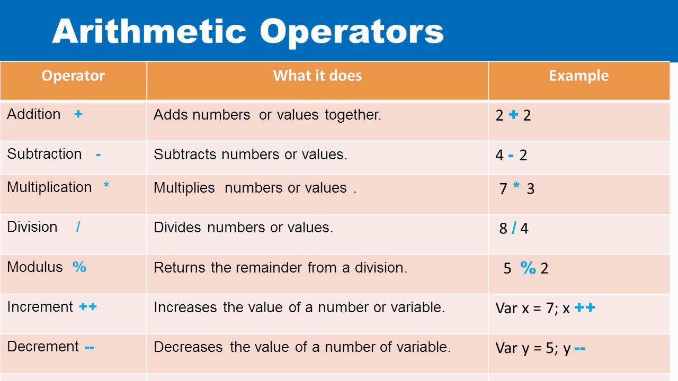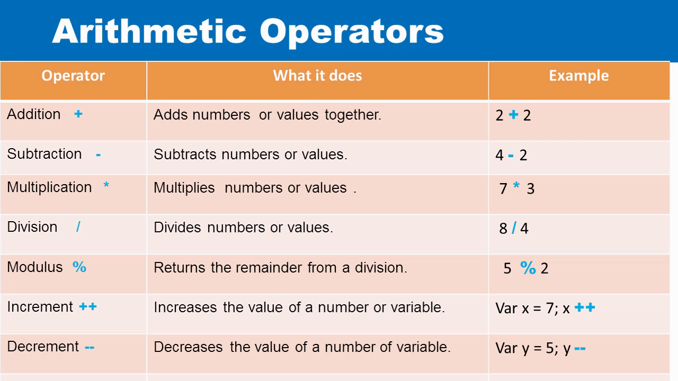Example, 7 times 3. In programming and in JavaScript, multiplication is represented by the asterisk symbol. Next, we've got the division, which is used to divide numbers or values. Example, we divide 4 by 8. Next, we've got the modulus, which is represented by the percent sign. A modulus operator is used to return the remainder from a division. So when you divide two numbers, modulus will return only what is left from the division.